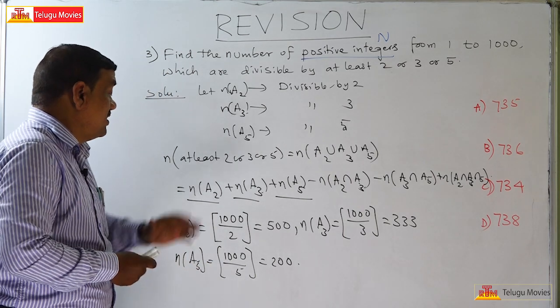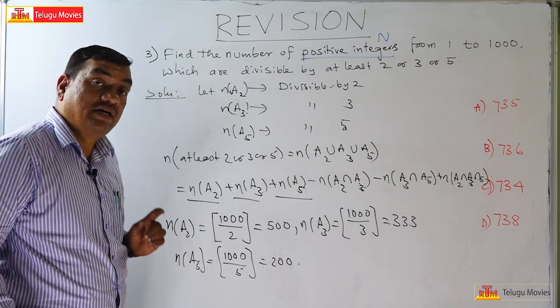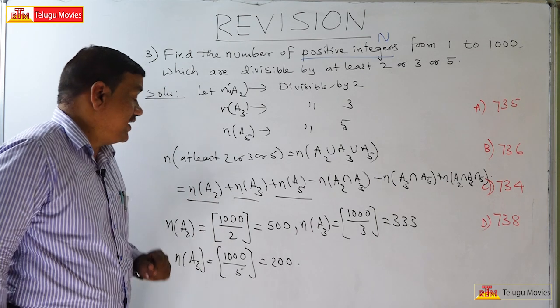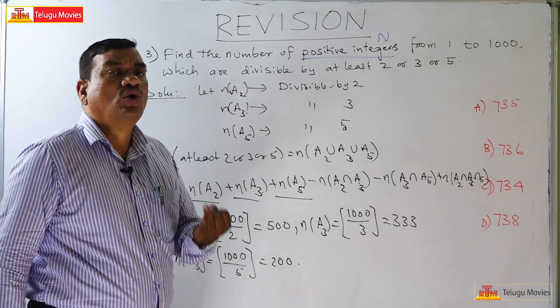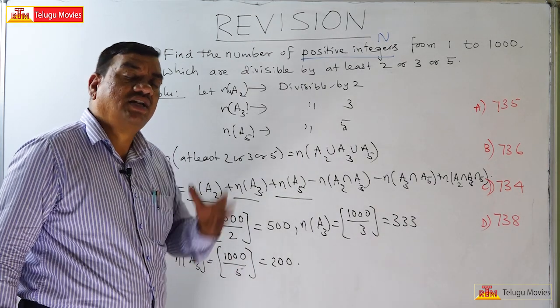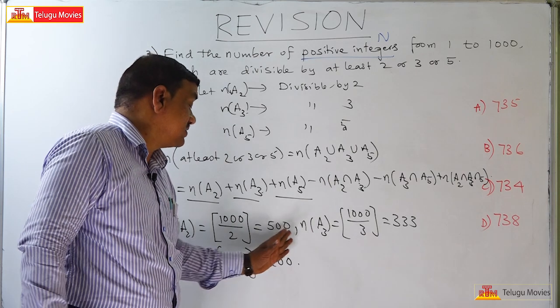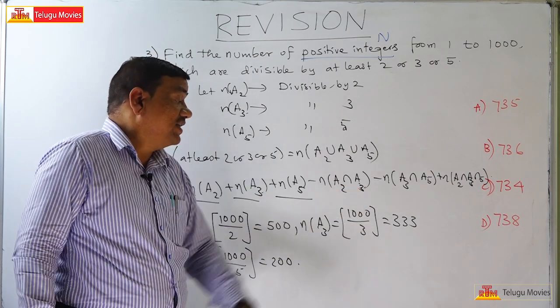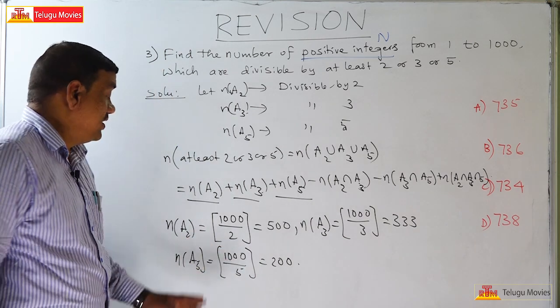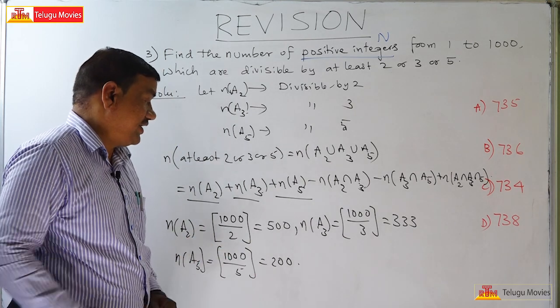That means the number of numbers which are divisible by 2 between 1 and 1000 are 500. What are those? 2, 4, 6, 8. If you go on, half of the numbers will be divisible by 2. But divisible by 3 are 333. Divisible by 5 are 200.